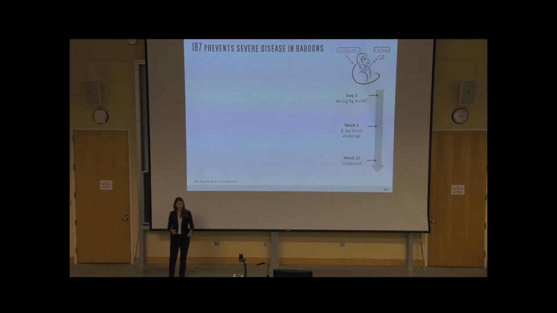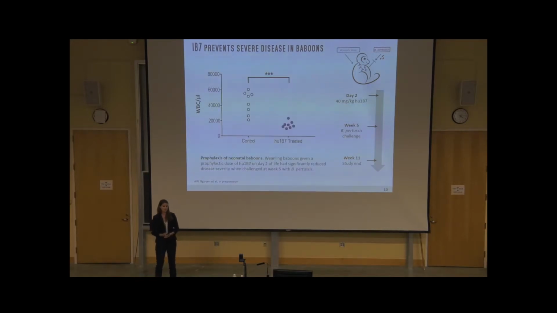So to show this in a baboon model, we first take the baboon on day 2 of life and give it a relatively high dose of antibody. Then 5 weeks later, we challenge them with the bacterium Bordetella pertussis, so it's supposed to look like a natural challenge might be if this was actually given in an infant. Over the next 6 weeks, they're monitored for weight gain, coughs, as well as white blood cell count.